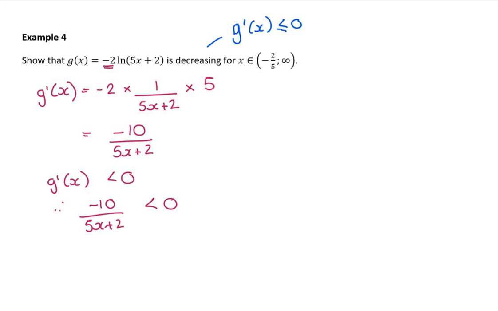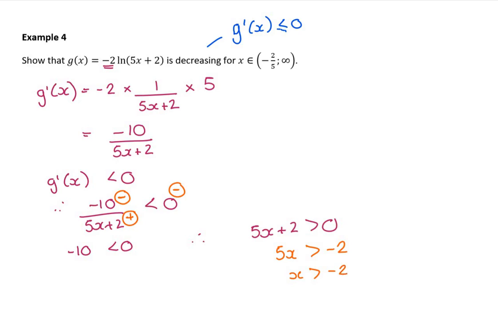So basically I'm finding out when is negative 10 over 5x + 2 less than 0. Now, negative 10 is less than 0, so that means your denominator has to be positive, because a negative divided by a positive will get me a negative. So because my numerator is negative, my denominator needs to be positive. So 5x must be greater than negative 2, not equal to, because my denominator is not allowed to equal 0. And so x must be greater than negative 2 over 5, which is exactly what that says.